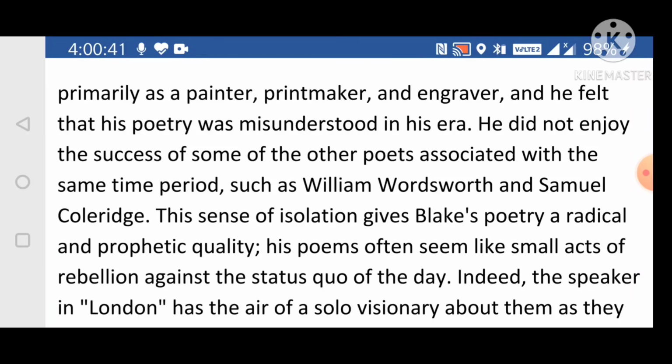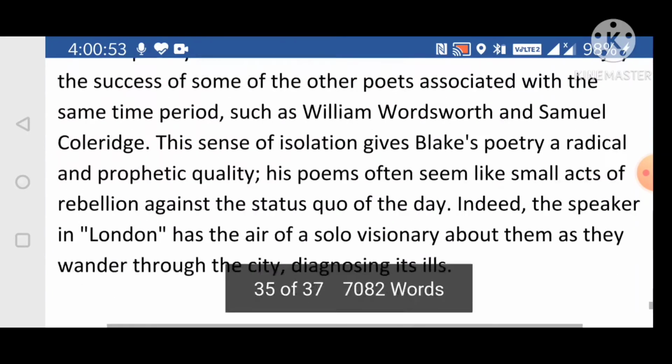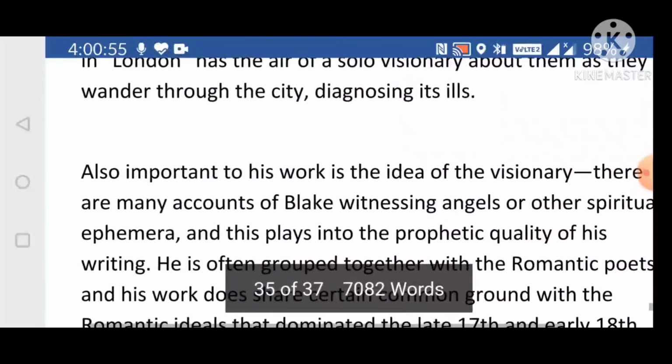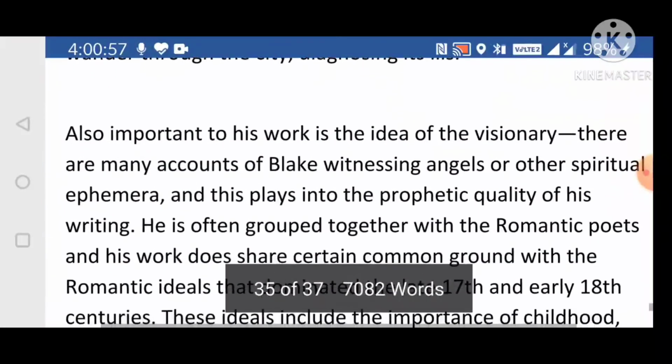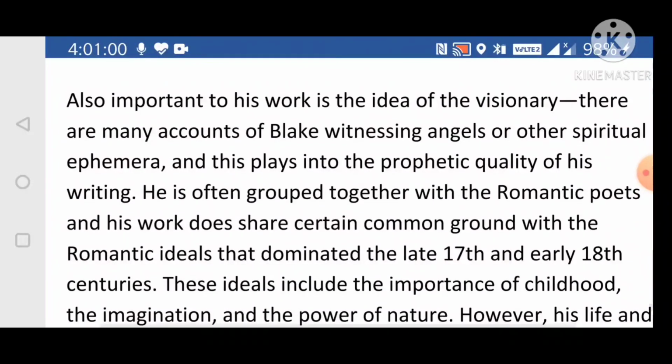Indeed, the speaker in London has the air of a solo visionary. Solo means single, all alone. We understand the word solitude about them as they wander through the city, diagnosing its ills, meaning what the city is suffering from. Also important to his work is the idea of the visionary. There are many accounts of Blake witnessing angels or other spiritual ephemera, and this plays into the prophetic quality of his writing.